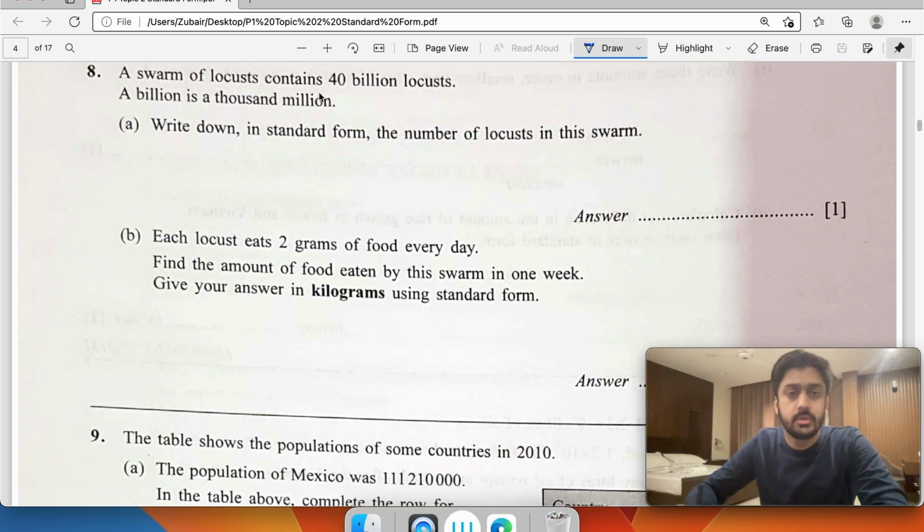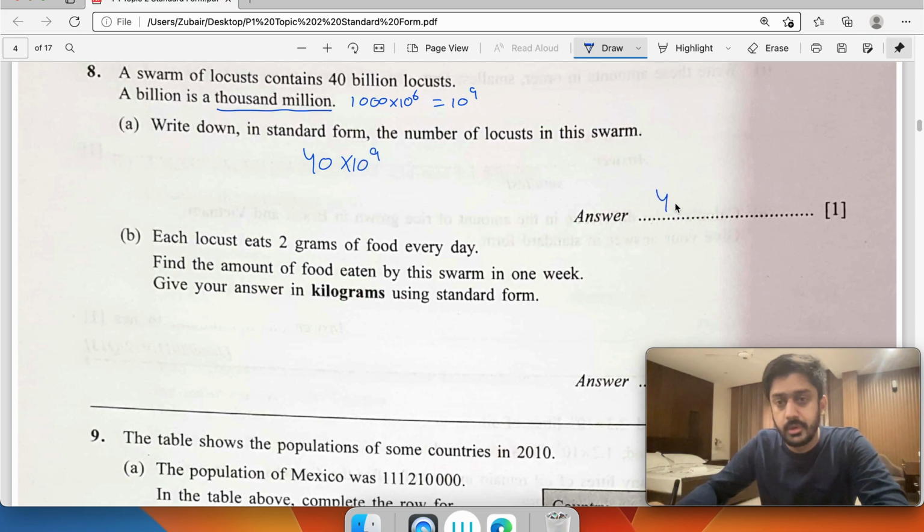A swarm of locusts contains 40 billion locusts. A billion is 1,000 million. So 1,000 million is this. Write down in standard form. 40 into 10 raised to power 9. Converting it into standard form, there you go.